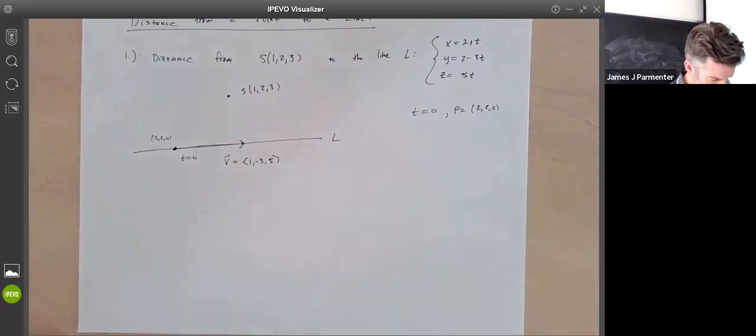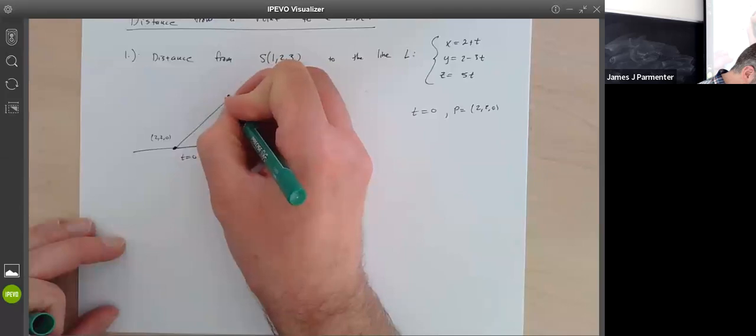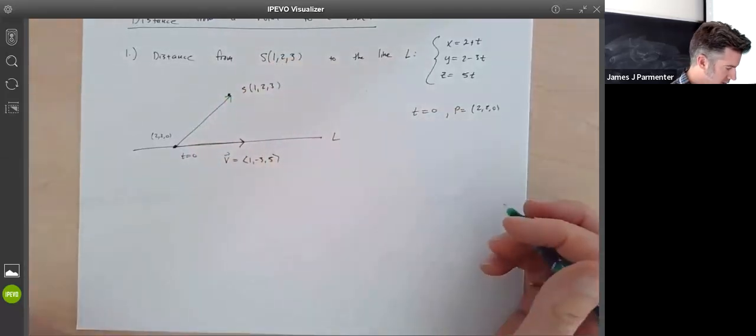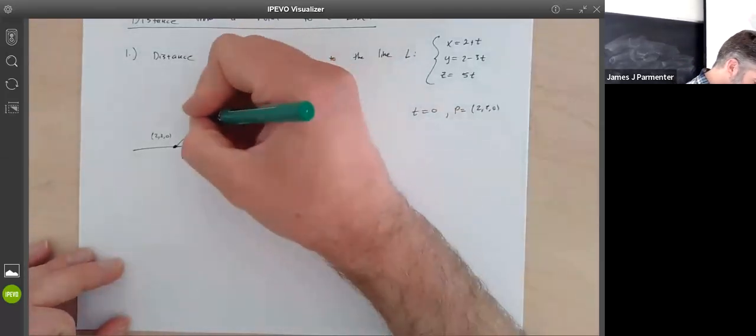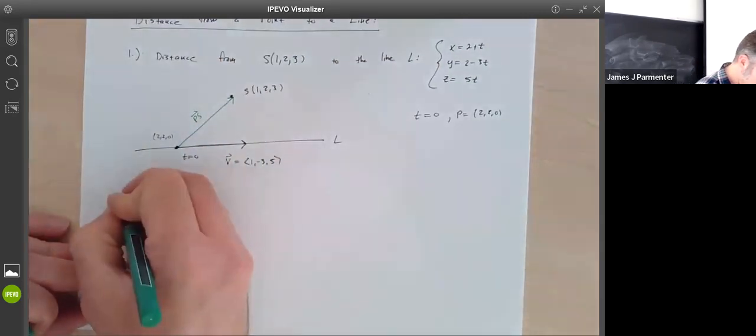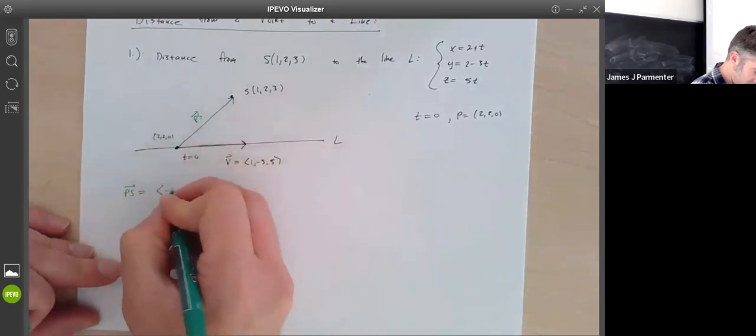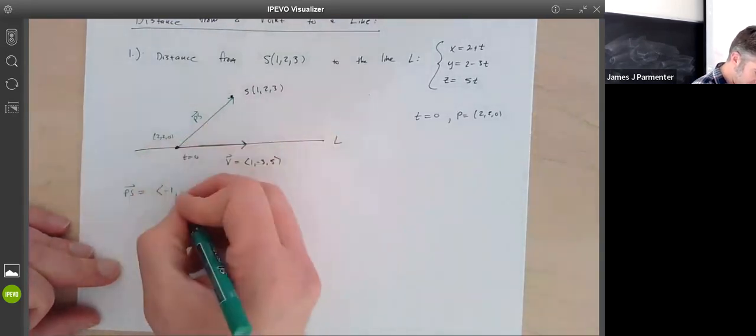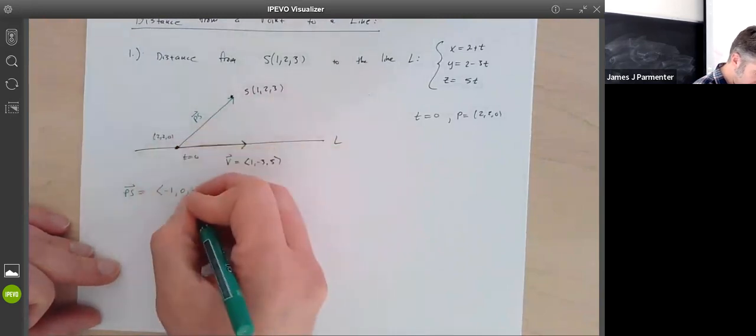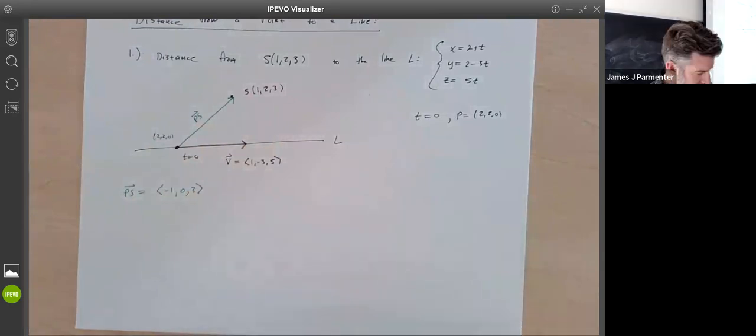So here's what we want. We've got this vector v, and then we also want this vector from P to S. Let's call that the vector PS. Well, that's easy enough to find. The vector from P to S is (1 - 2, 2 - 2, 3 - 0). So now look at what we've got.